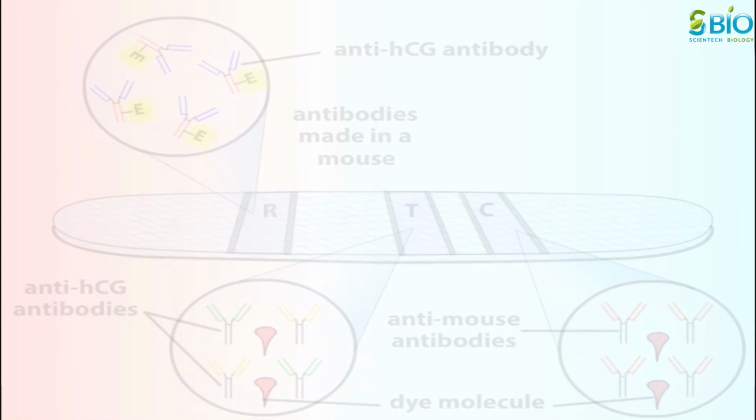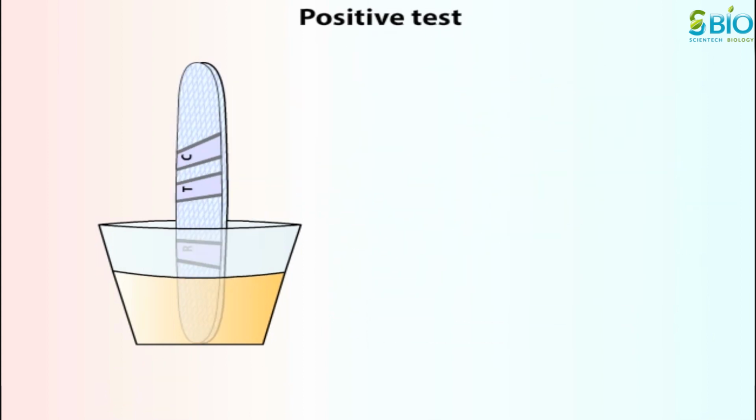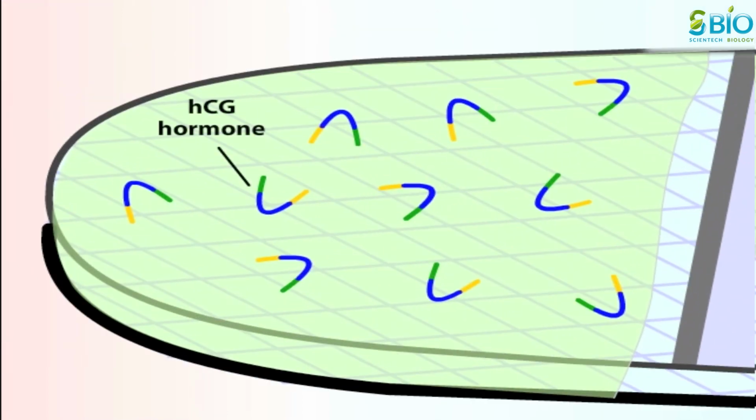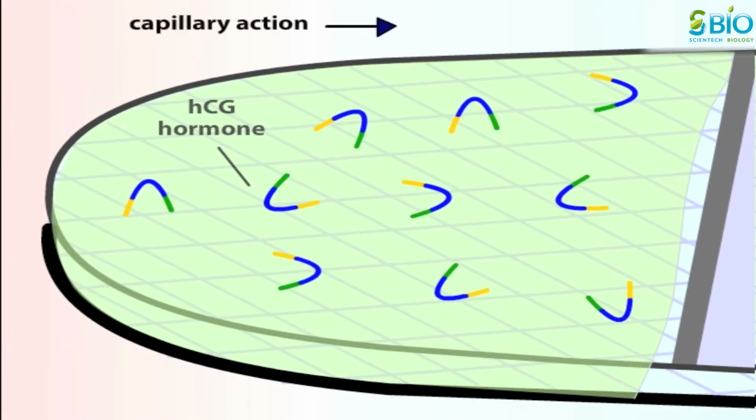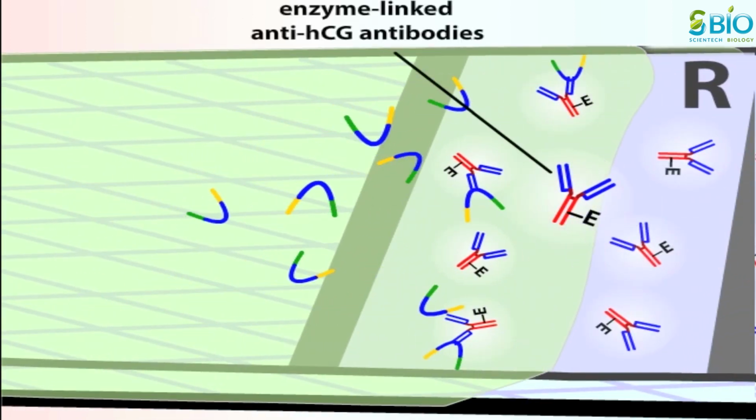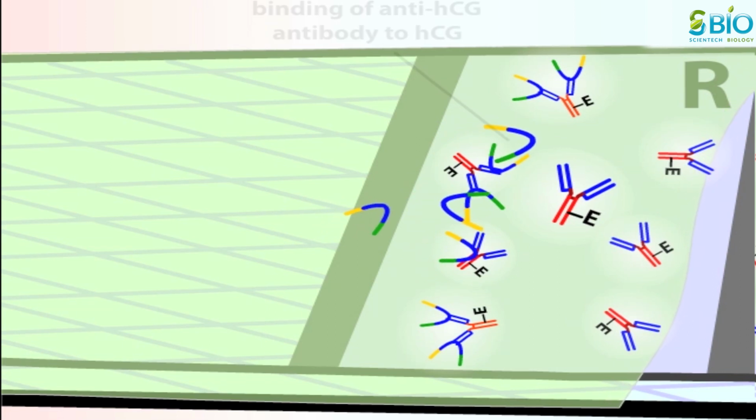The urine of pregnant women yields a positive test result. To determine this result, the test strip is dipped in the urine sample. The sample, which contains HCG, is drawn up the strip by capillary action and arrives at the reaction zone. The enzyme-linked antibodies recognize parts of the HCG molecule and bind to these molecules from the urine.